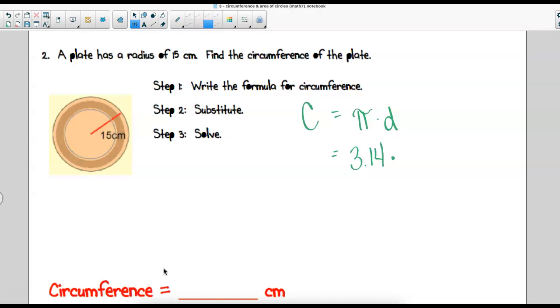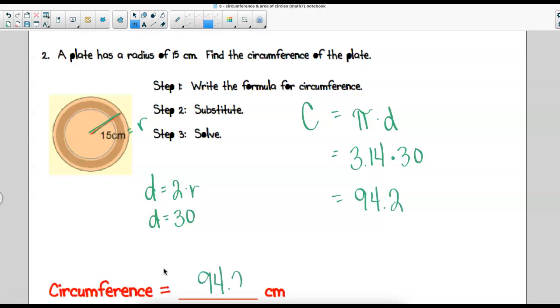D stands for diameter. What is the diameter of that plate? 30, right? We can't put 15 because 15 is the radius. To get the diameter, we need to do 2 times the radius, so the diameter is 30. So 3.14 times 30, we get 94.2 centimeters. So far, so good? Okay, flip the page.